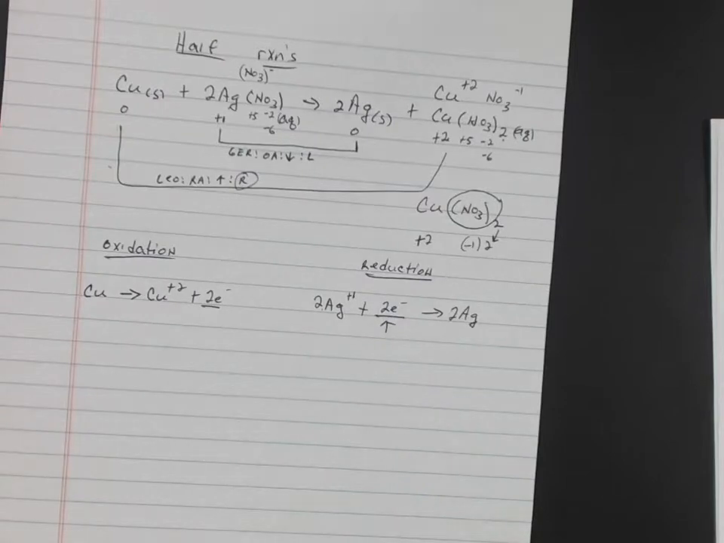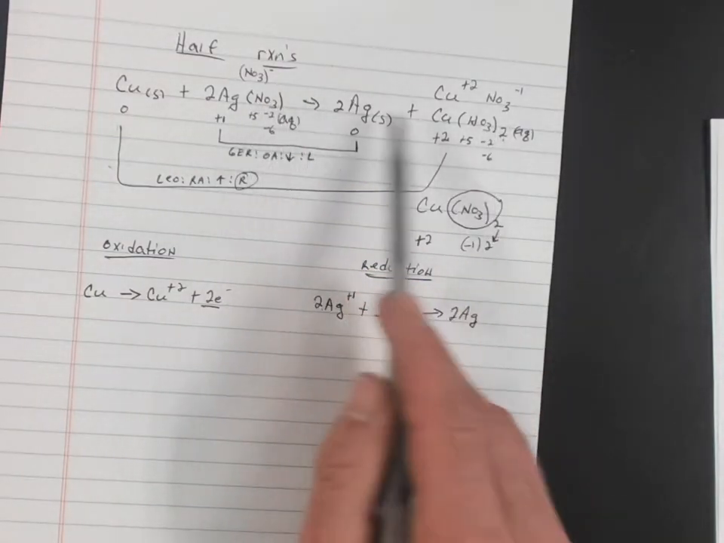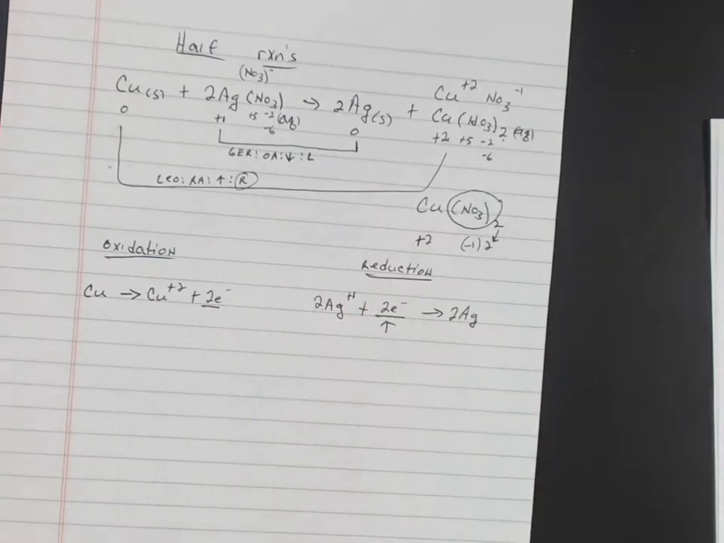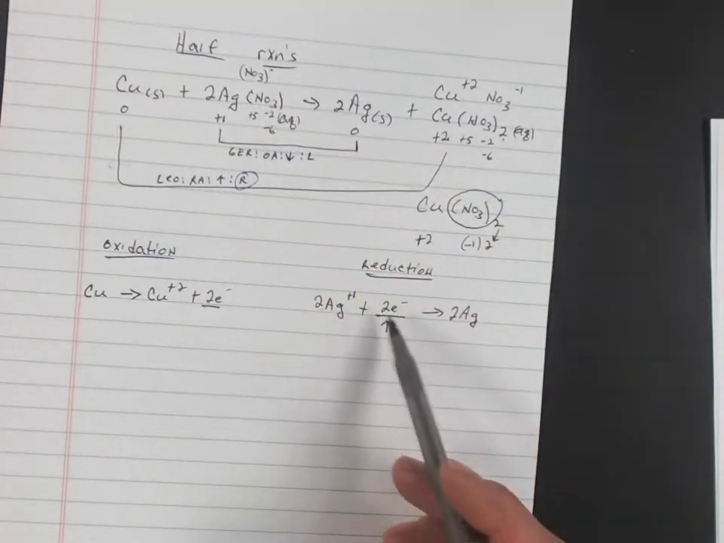And now if we add them together, what should we get? Back to the original, except you will notice we did not include the NO3. Those are called spectator ions, and they're not part of the oxidation reduction reaction, so they won't be added up and they won't be produced again when we add these 2 up.